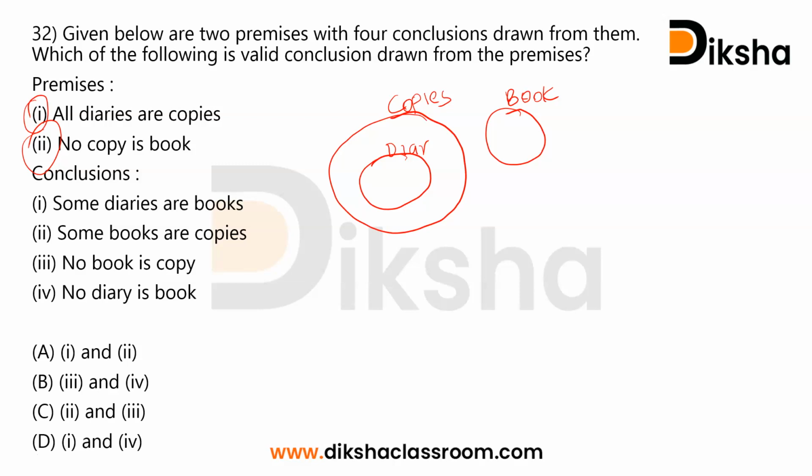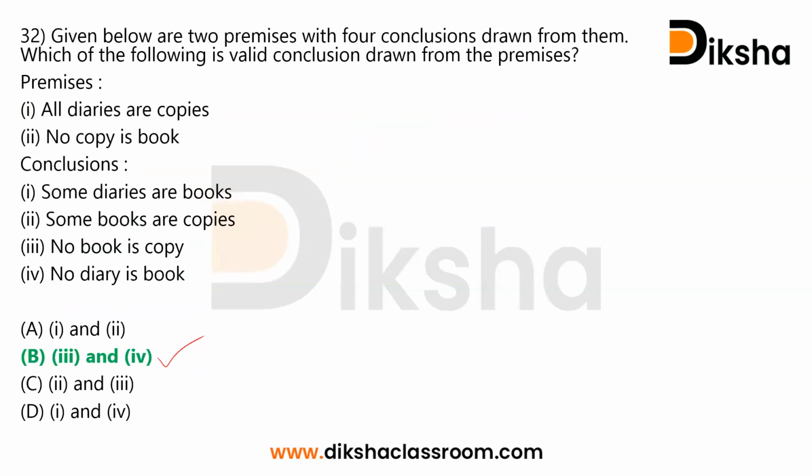Now we want to look at which of these conclusions can be said valid from these pictures. Some diaries are books. It's a wrong one because diaries is here and book is here. Some books are copies is also a wrong conclusion. Then you have no book is a copy. Book is this one, and copy is this one. So no book is a copy is correct. No diary is a book. Since diary is inside copy, we can say no diary is a book. So options 3 and 4, B is the correct answer.